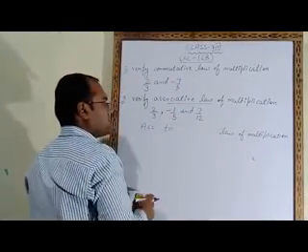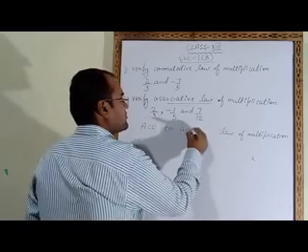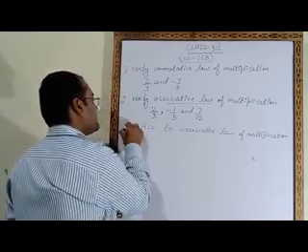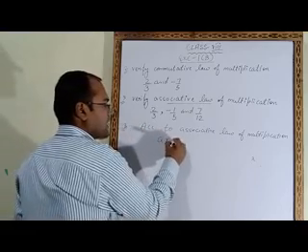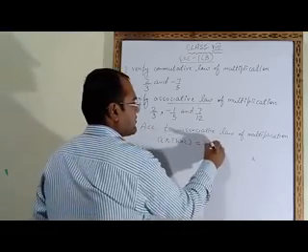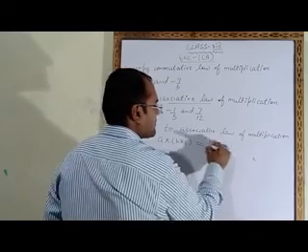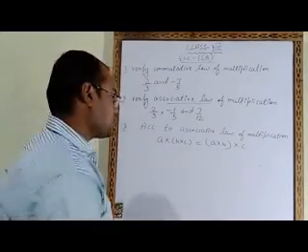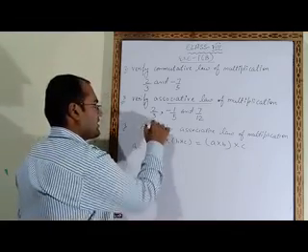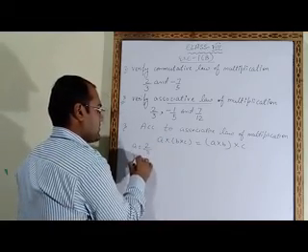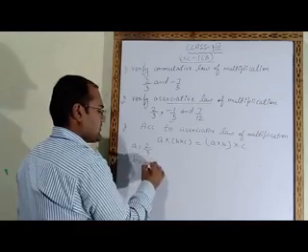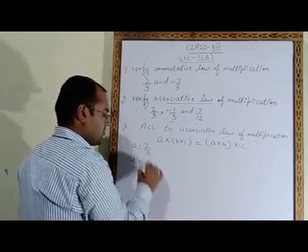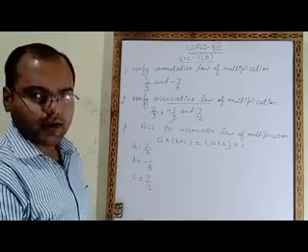We will write here, according to the associative law of multiplication, A multiply B multiply C is equal to A multiply B multiply C. This is the associative law of multiplication. Now what is A? A is 2 upon 3, B is minus 1 upon 5, C is 7 upon 12. These three are the values of A, B and C.